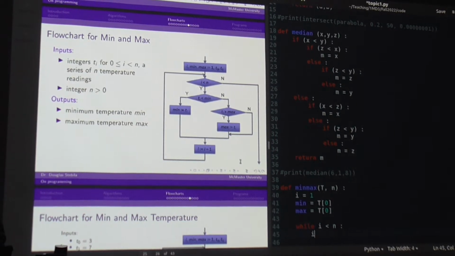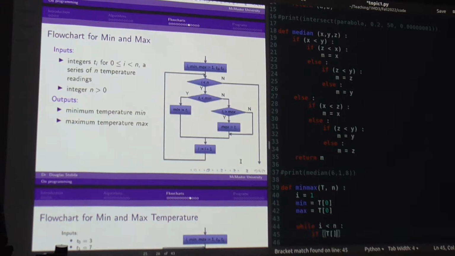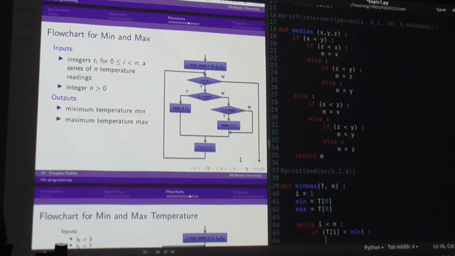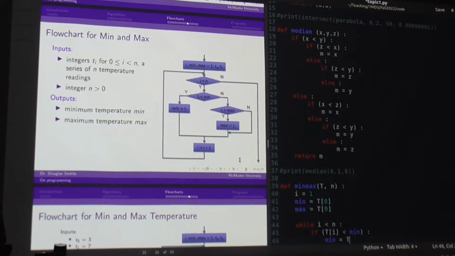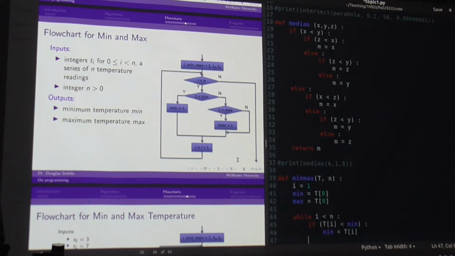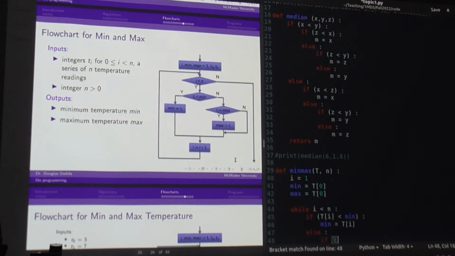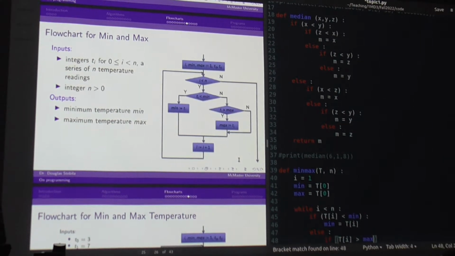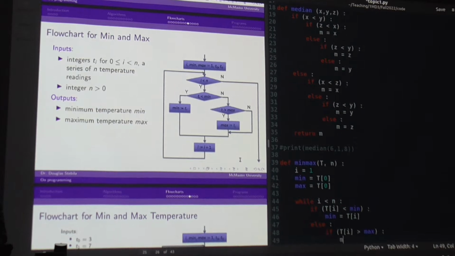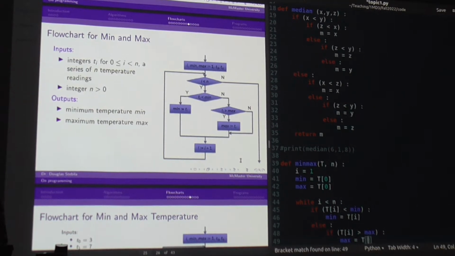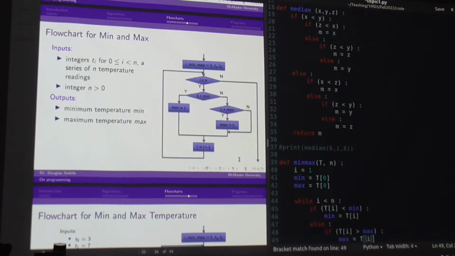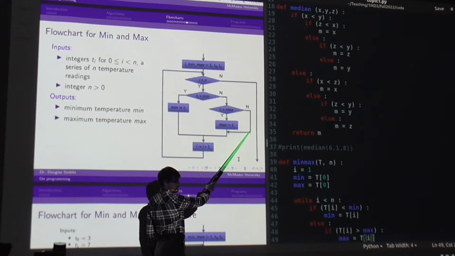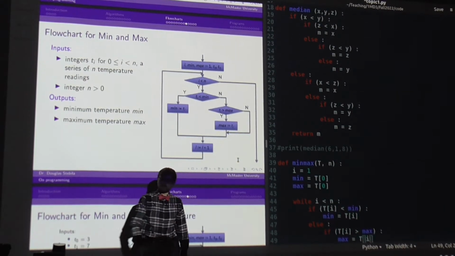So, if t at i is less than the current minimum, we set that minimum equal to t at i. Otherwise, if t at i is greater than the current maximum, the maximum is equal to t at i. And what do we do for the else branch for this one? Call it out. Nothing. Good.